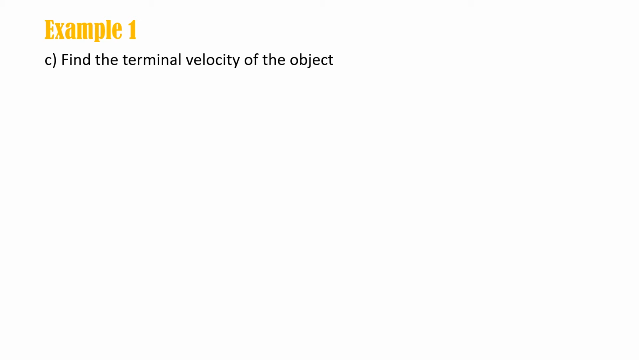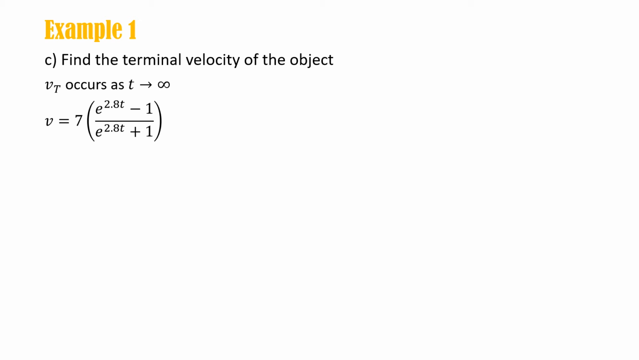So let's look at part C. We want to find the terminal velocity of the object. Remembering that terminal velocity is when t approaches infinity, if we look at our velocity, we've got 7 lots of all of that. What's going to happen as t approaches infinity? Let's just look at our fraction.